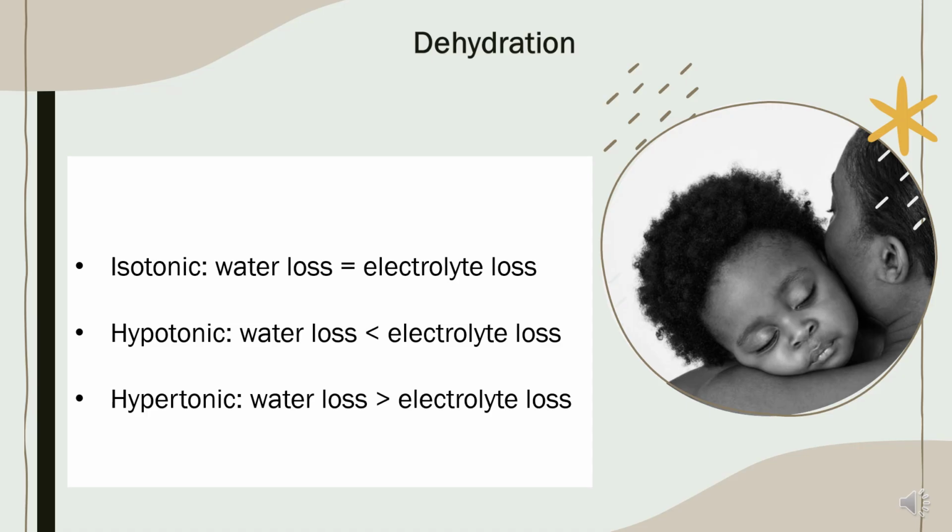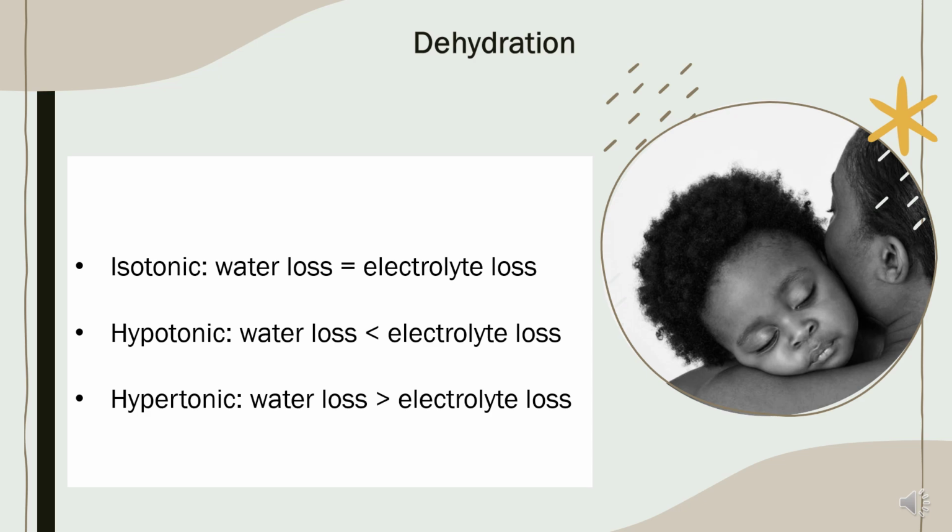In hypotonic dehydration, water loss is less than electrolyte loss. This means the child is losing more sodium than water. So as sodium levels drop, fluid shifts into the cells, which can lead to swelling and increases the risk for complications such as cerebral edema.